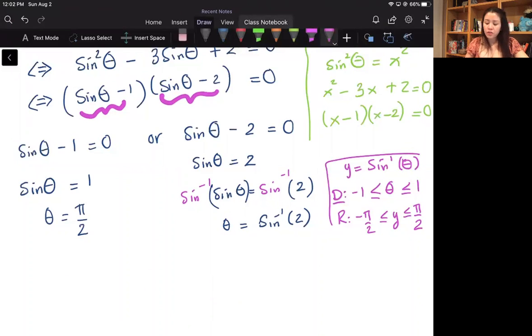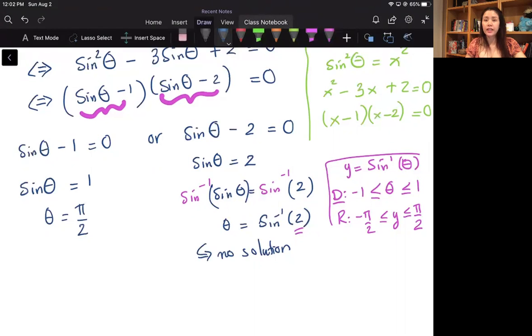So the 2 here is apparently not inside the domain interval, right? So therefore, we don't have a solution here. It's outside the domain. We don't have a solution here. That's why your graphing calculator is showing error in the domain. So no solution.